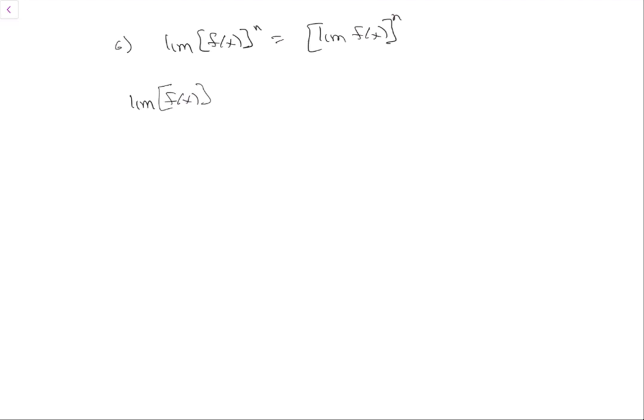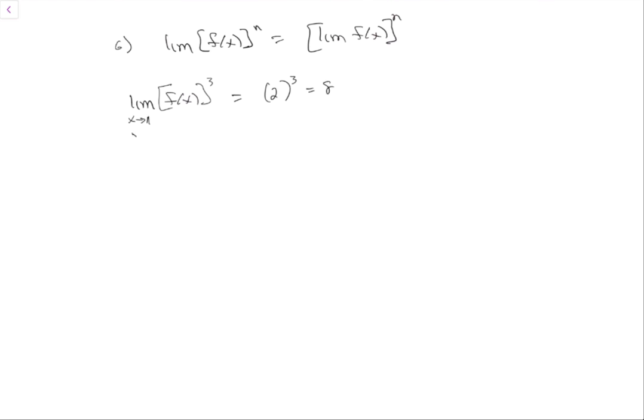Let's call it the cube power. And let's say that from the graph, and I'm just throwing stuff out here, let's say from the graph f of x is approaching, I don't know, 2. So we would be getting 2 cubed, which would give me 8.